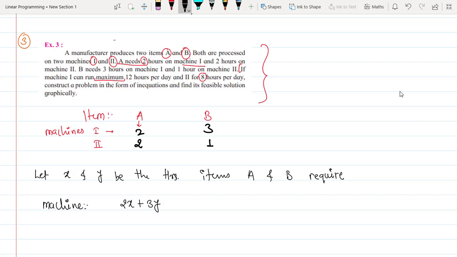So 2x plus 3y is the total number of hours the machine A is working, and this should be the maximum of 12 hours. What does that mean? It will be less than or equal to 12 hours. This is done for my machine 1.